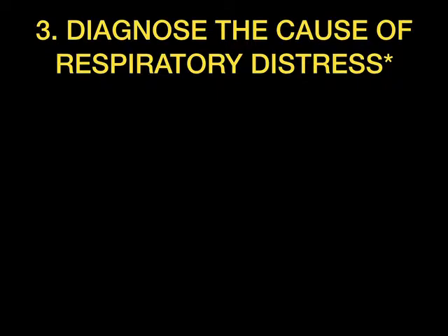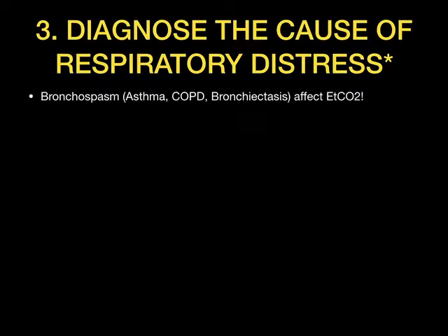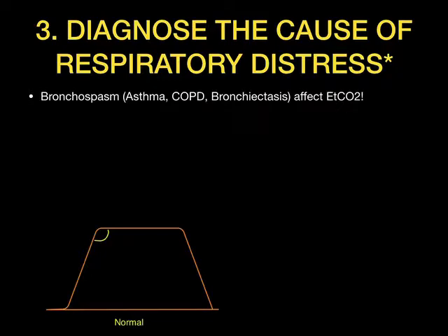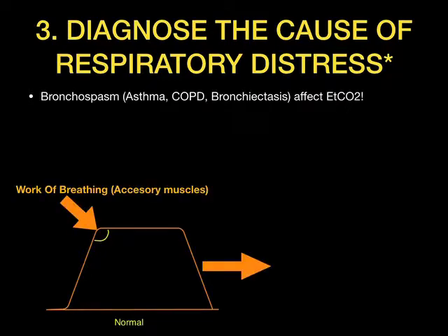We can also diagnose the respiratory distress in bronchospasm, and let's see how that happens. Now remember, this will apply to asthma, COPD, and bronchiectasis. Well, again, we have our normal end-tidal CO2 with our normal angles, but now let's add the work of breathing, like our accessory muscles. Because we can't breathe, we have to use our accessory muscles, and that's going to take longer times to offload our CO2.